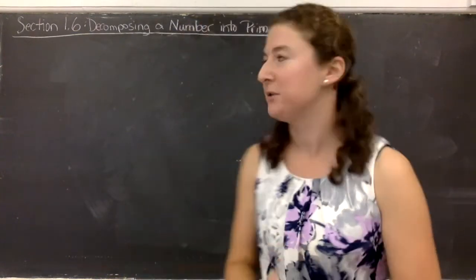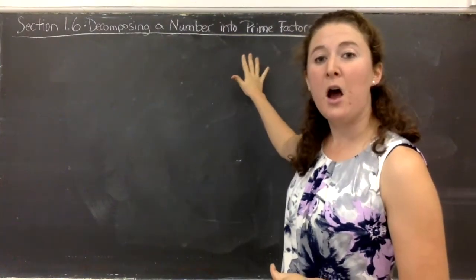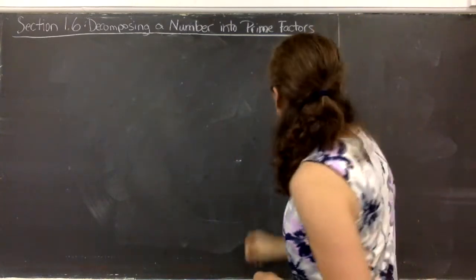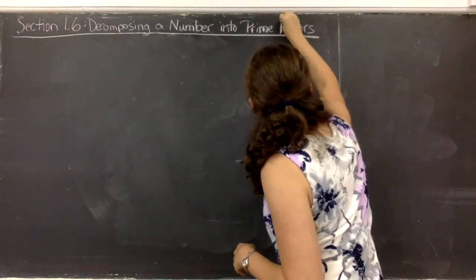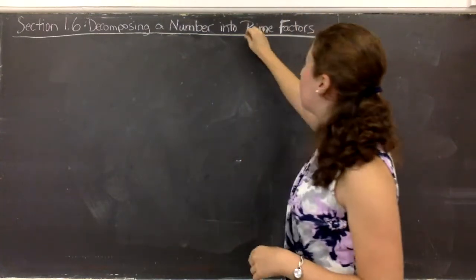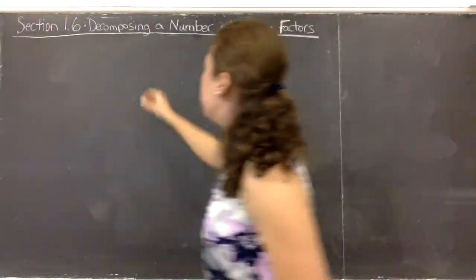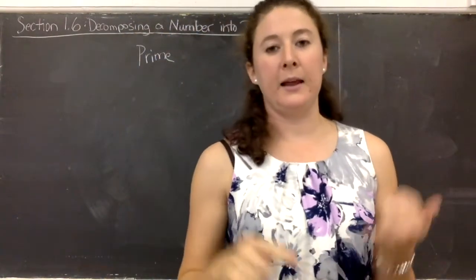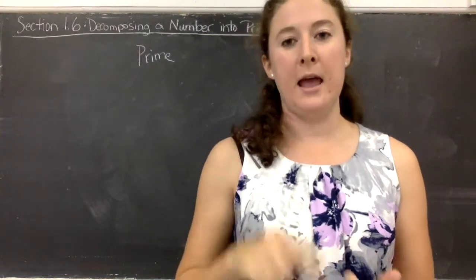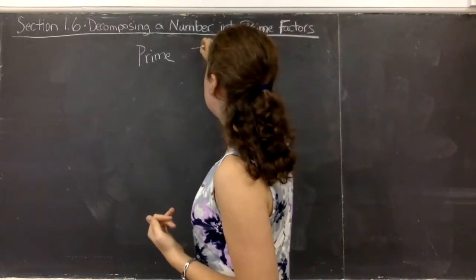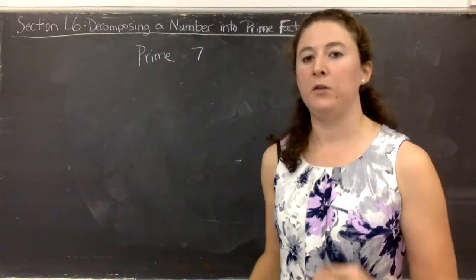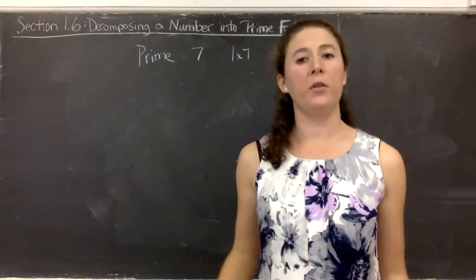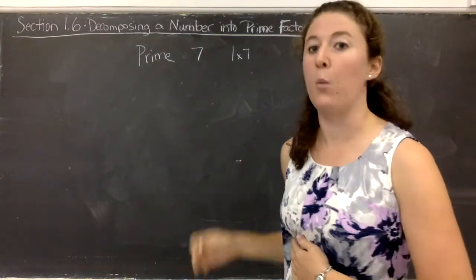First thing you need to know is what it means to be prime and what factors are. If we have a prime number, it means it's a number that is only divisible by 1 and itself. For example, if we take the number 7, we can only get the answer 7 by multiplying 1 times 7. There's no other way to get 7 with whole numbers.